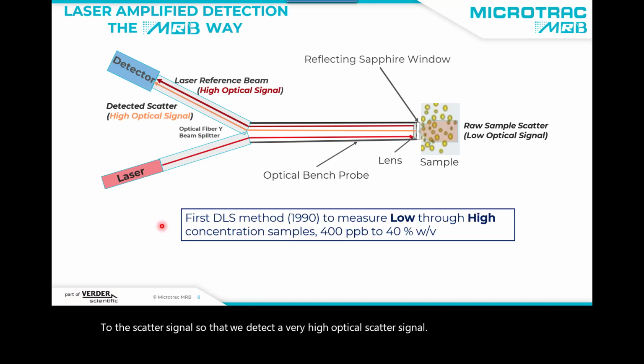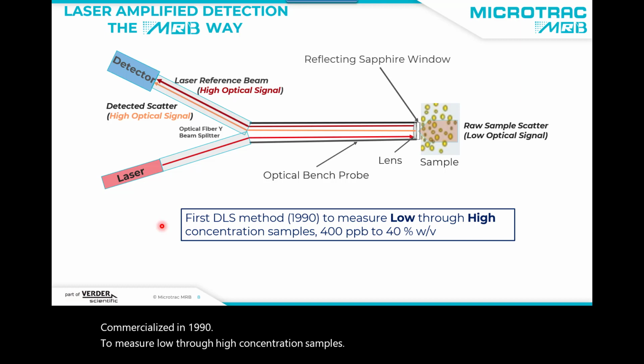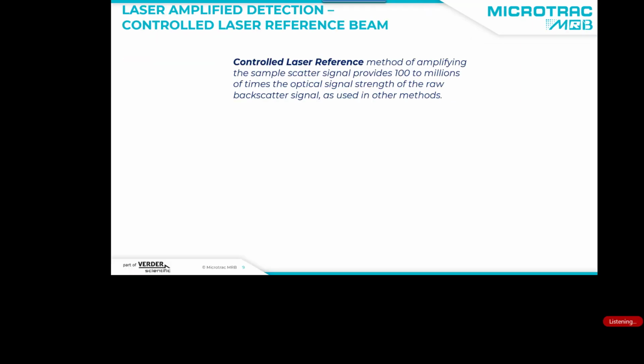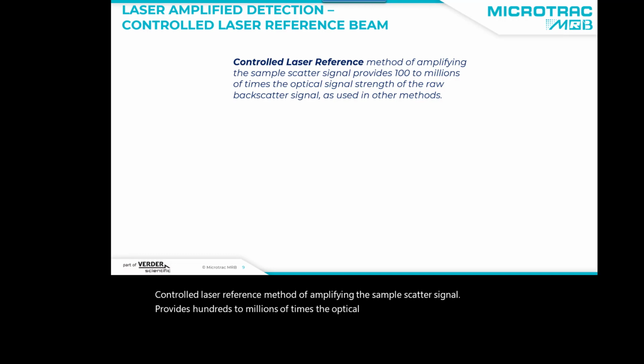This incidentally is the first DLS method commercialized in 1990 to measure low through high concentration samples, anywhere from 400 parts per billion to 40% weight by volume. Laser amplified detection using the controlled laser reference beam. Controlled laser reference method of amplifying the sample scatter signal provides hundreds to millions of times the optical signal strength of the raw backscatter signal as used in other methods.